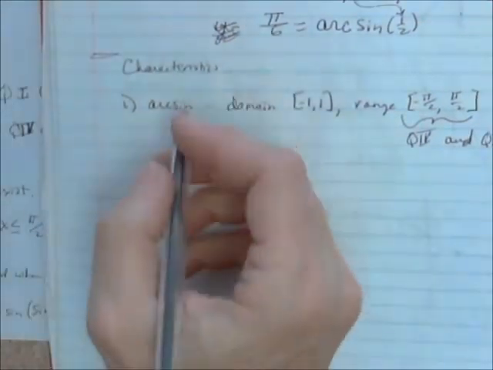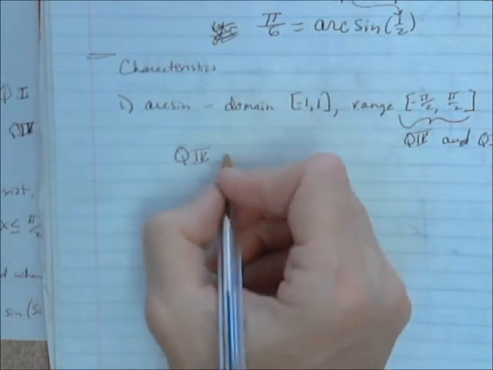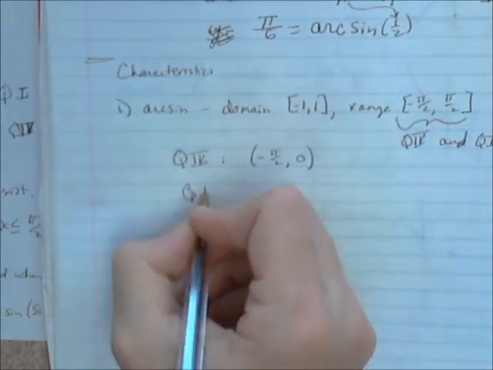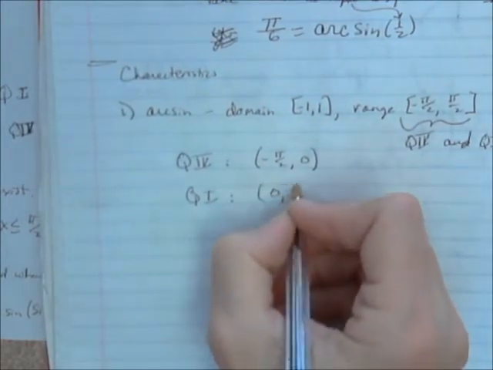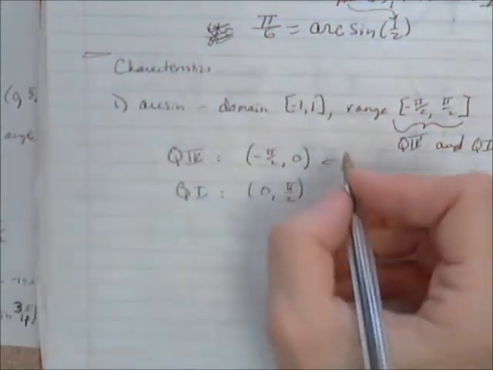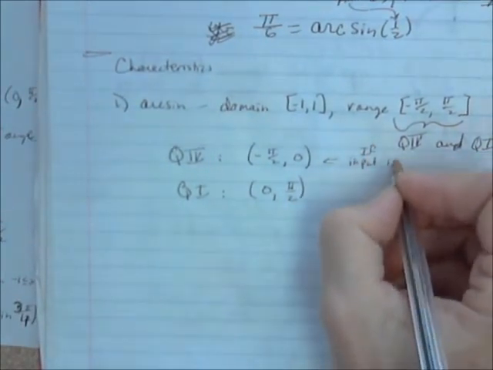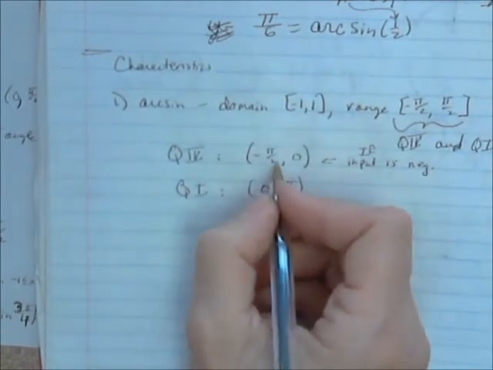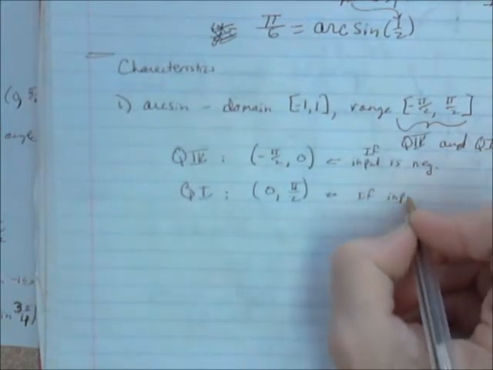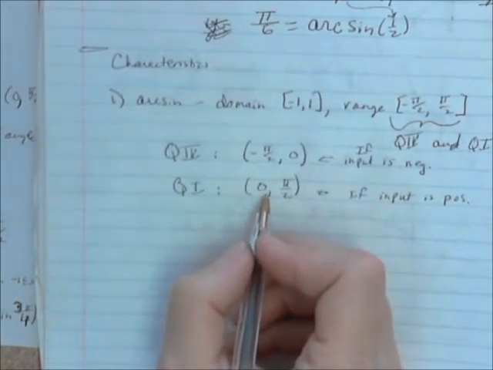So in quadrant 4, you're going to get angles between negative pi over 2 and 0. And in quadrant 1, you're going to get angles between 0 and pi over 2. If the input is negative, the output is going to be a quadrant 4 angle. And if your input is positive, your output is going to be a quadrant 1 angle.